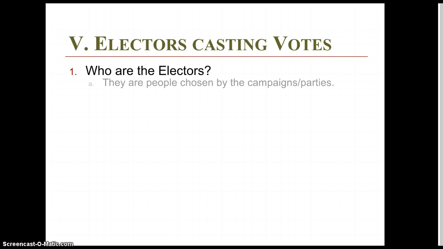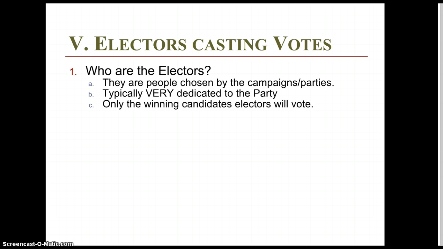So who are the electors? Well, they're people chosen by the campaigns or by the parties. They're not allowed to be people who have been elected into or work for the federal government, but they're generally positions that are awarded to people for outstanding effort and help.